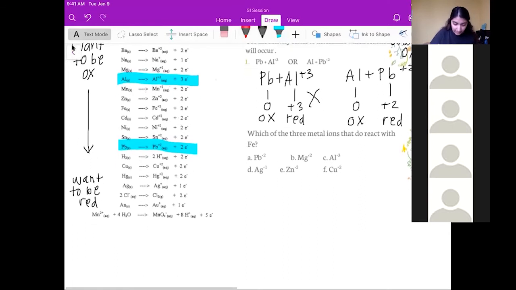Go down slightly. Okay, so the next one is similar to one of the practice problems that you guys have in the lab exam practice that Dr. E gave you. It says, which of the 3 metal ions do react with Fe? For this one, we'll start with Fe, and we'll start with Pb plus 2, just since that's the first answer option. Fe has a charge of what? You guys can just send it in the chat.